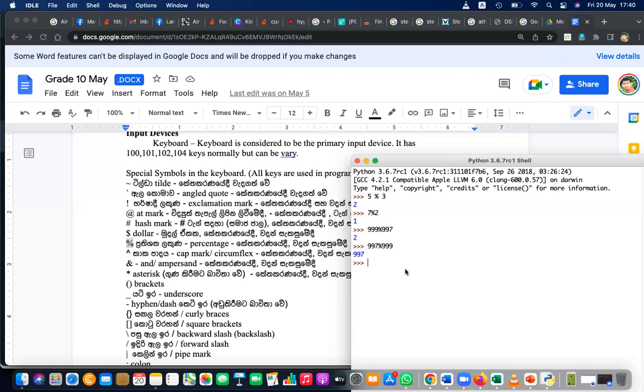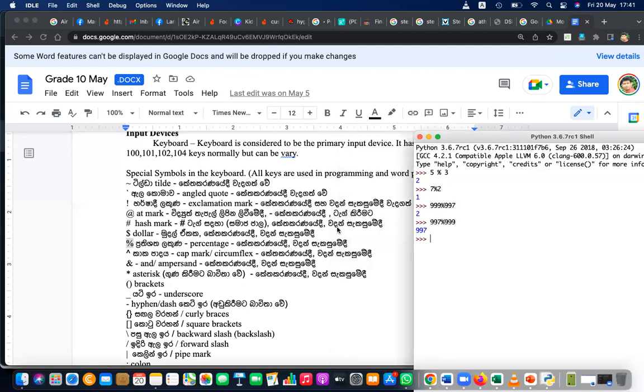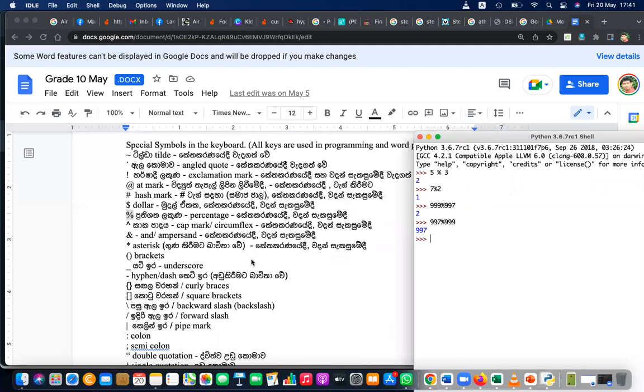And cap, or we call it circumflex, is also used in programming and data processing. Ampersand, asterisk, brackets, underscore and hyphen. I think you know the difference. Underscore is this one, hyphen is this one. Underscore is the line underneath. Hyphen is the dash, the minus sign.